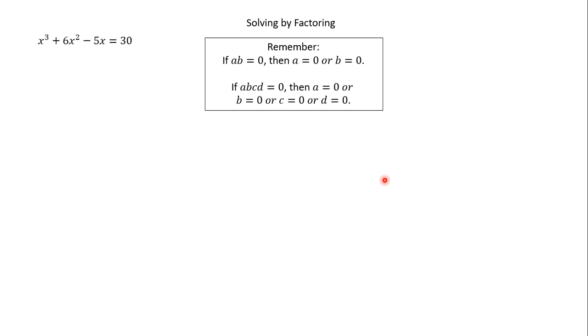So, let's look at one. x cubed plus 6x squared minus 5x equals 30. First thing we need to do is set it equal to 0. Everything has to be equal to 0 when we're going to factor. That's simple enough. We just subtract 30. Now we need to factor this. Let's factor out what they have in common. Well, they don't all have anything in common because the x cubed is just x's and the 30 doesn't have any x's. Second step, look at the number of terms.